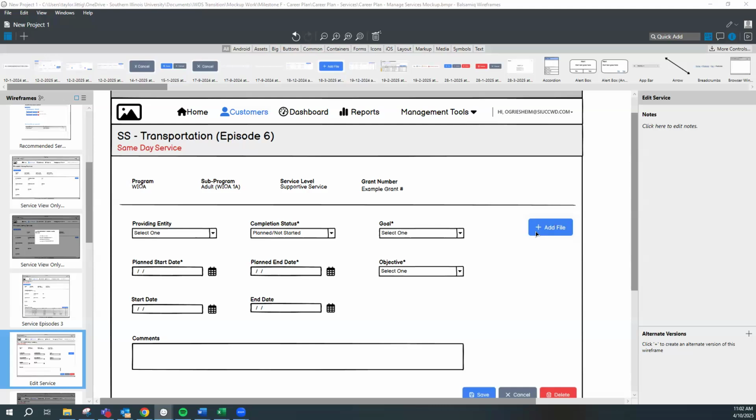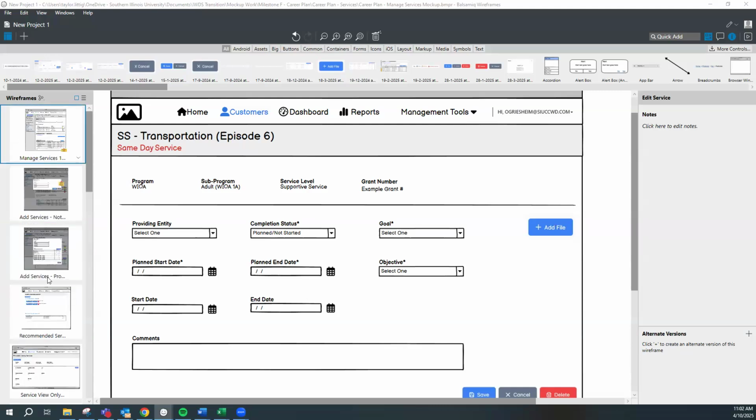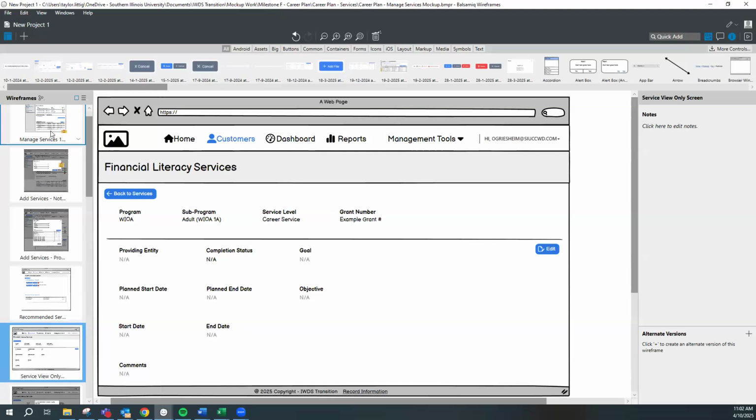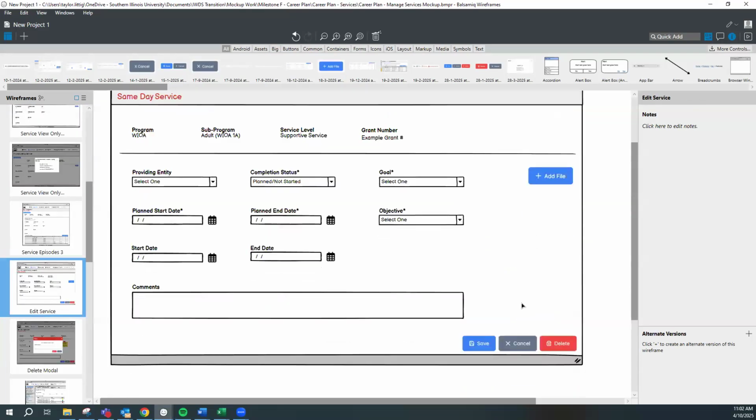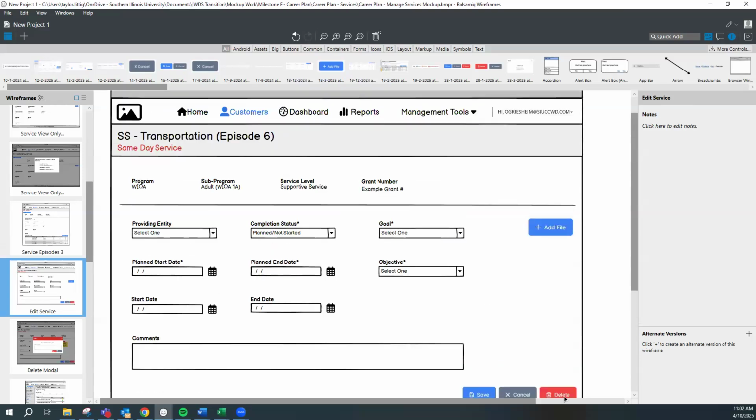And then you'll have the add file button here as well, which will bring up an add file modal, and you'll be able to upload any files associated with this service. And then once you're done, you'll be able to click the save button and it'll save the service. And then you'll be able to view those changes in the view only page and also back in the home page. If you go, oh man, I don't want to edit this service, you can click cancel and it'll take you out of here without saving your changes.